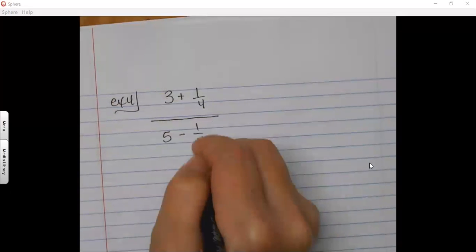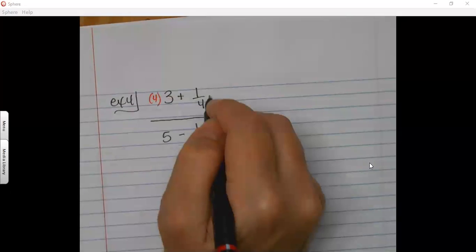We have 3 plus 1/4, quantity divided by 5 minus 1/4. No variables in this one. That's okay, we still do it the same way. We still have fractions within fractions. What is the least common denominator? 4. So even the numbers that are not fractions, I have to multiply everything by the least common denominator. Otherwise, I change the meaning of the problem. So every single piece has to be multiplied by 4.